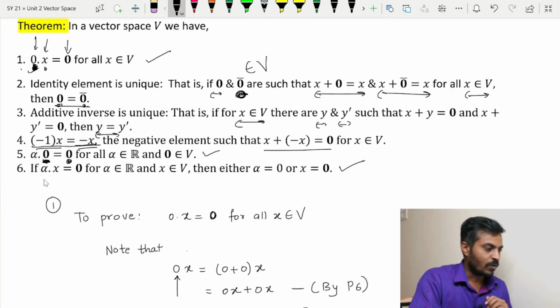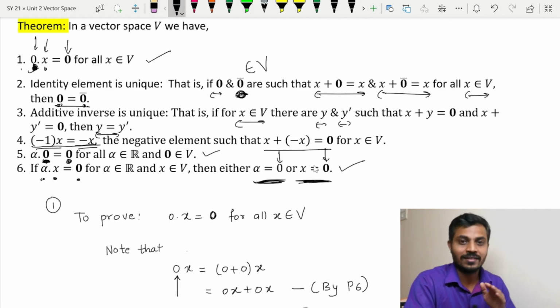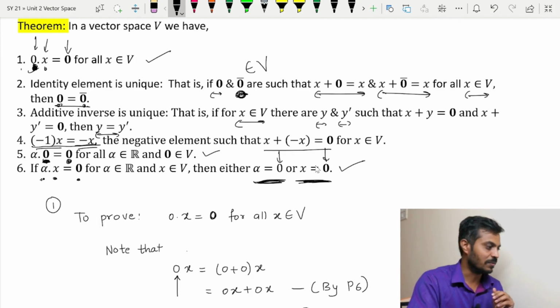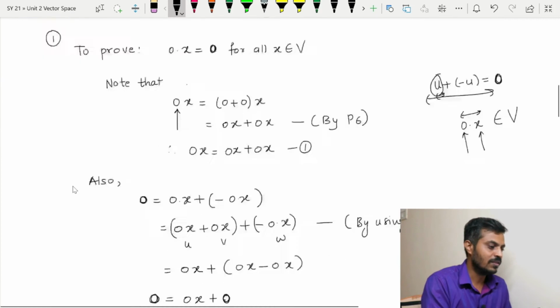According to the sixth property, if scalar multiplied by vector is equal to 0 vector, then either the scalar should be equal to 0 or this vector should be equal to 0. Take a note that whenever I say scalar equal to 0, we are having a scalar 0. Whenever I say vector is equal to 0, I am having a 0 vector. So let us begin. We will assume that alpha x is equal to 0 and we will prove that alpha is equal to 0 or x is equal to 0 vector.